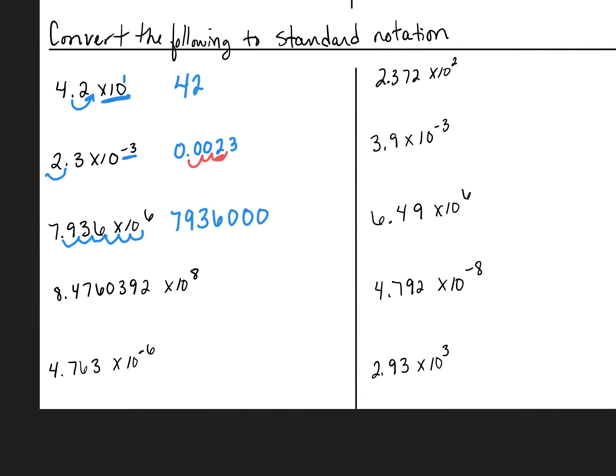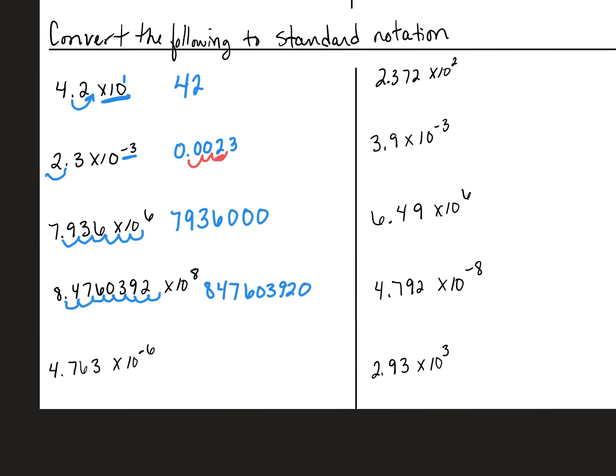In the next example, we can move this over as well. And if you want to just sort of do what we did above, you can move this decimal point to the right. Let's see what we do. 1, 2, 3, 4, 5, 6, 7. I need one more 0 to get to 8. So 8, 4, 7, 6, 0, 3, 9, 2, 0. Okay.